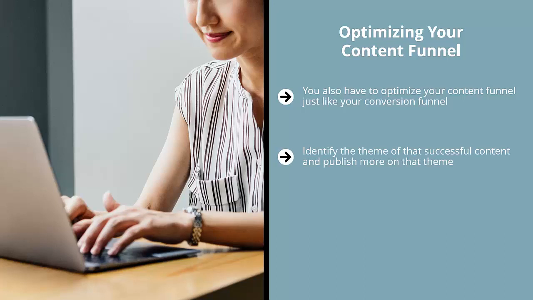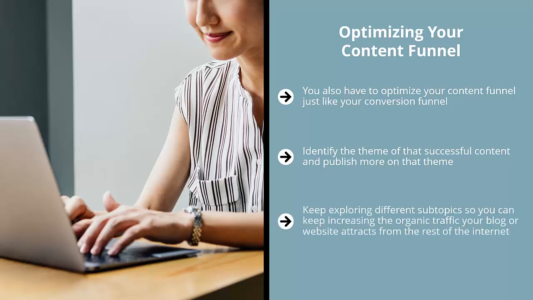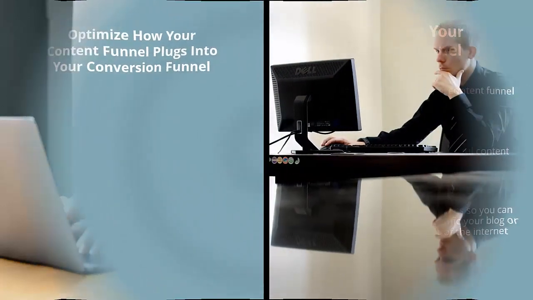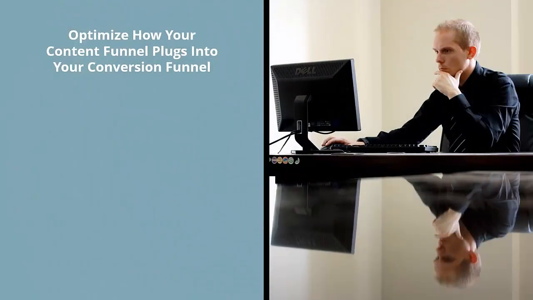Create variations. If you notice an upward trajectory of the traffic you're getting, this means you are on the right track. It means you're talking about the right topics. Keep exploring different subtopics so you can keep increasing the organic traffic your blog or website attracts from the rest of the internet. Optimize how your content funnel plugs into your conversion funnel.